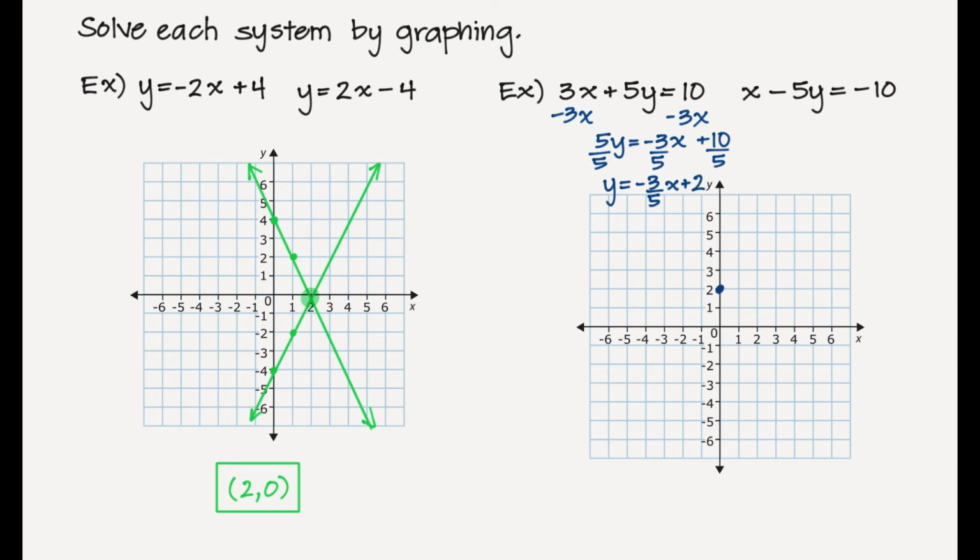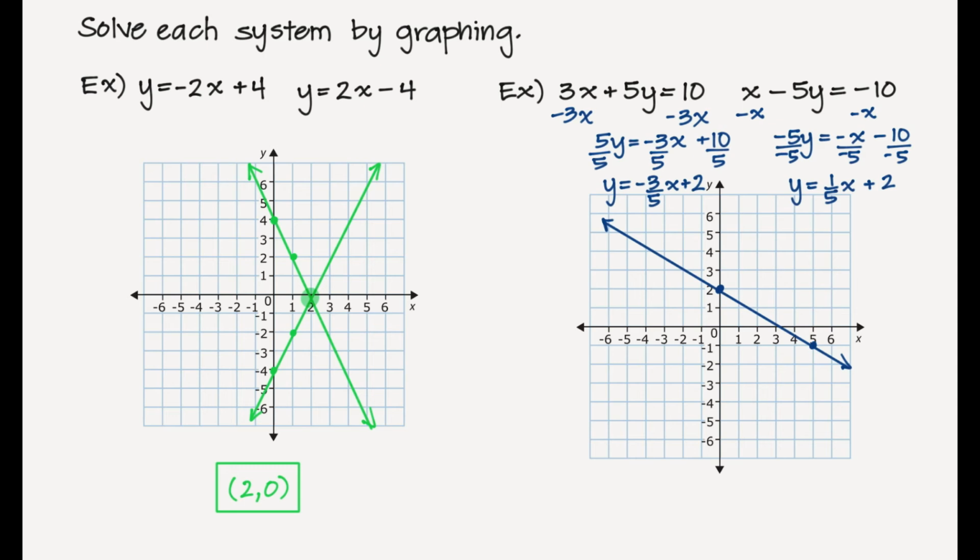So I'm going to start at 2. I'm going to go down 3 and over 5. And then I'm going to go ahead and draw my line. My second equation, I'm going to rewrite it as well by subtracting x on both sides. And then I'm going to divide both sides by negative 5. When I do that, I am left with y equals positive 1/5 x plus 2.